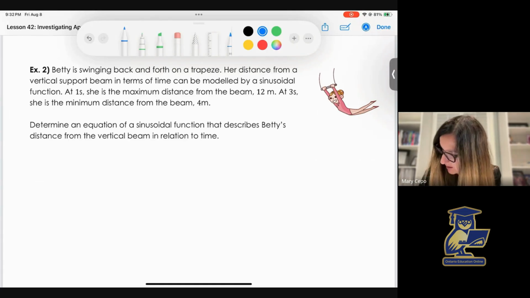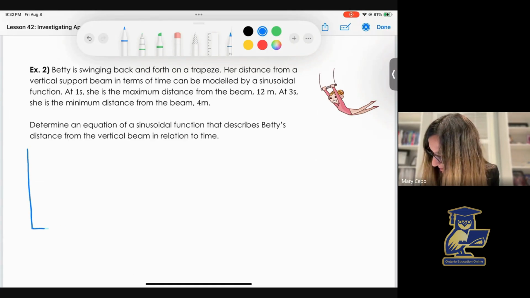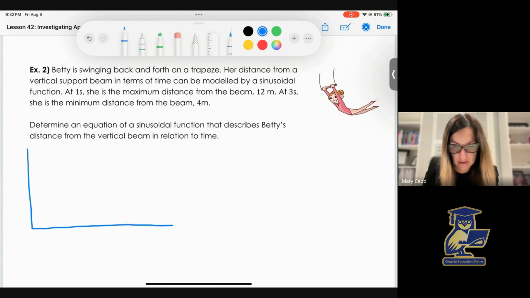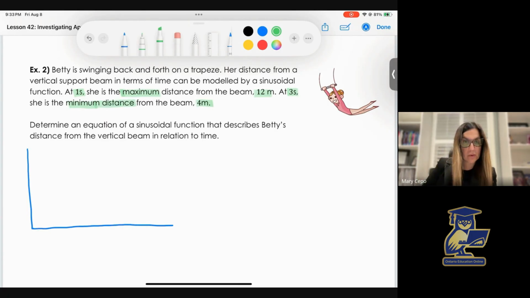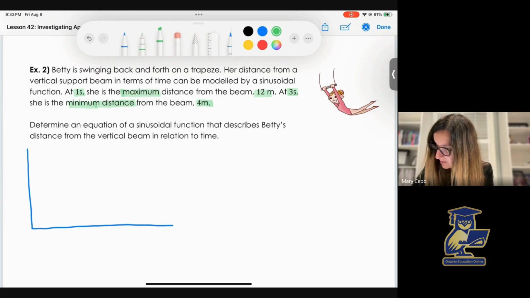So let's see, we know that, okay, so we know that, I'm going to highlight what we have. Her distance from Rome can be modeled: at 1 second, she is 12 meters away, which is the maximum. At 3 seconds, she's at the minimum, 4 meters. Okay, so let's get that little visual. At 1 second, she's at her maximum.